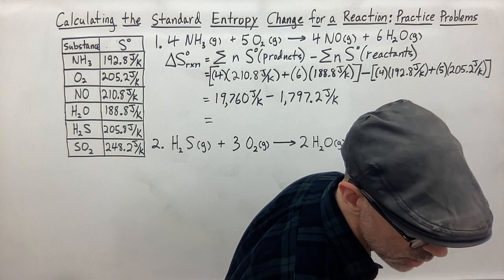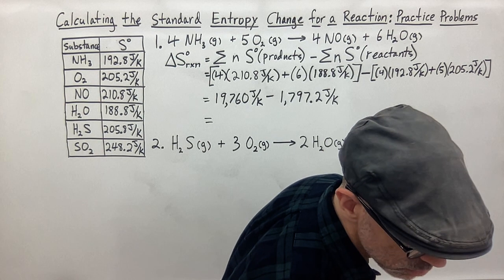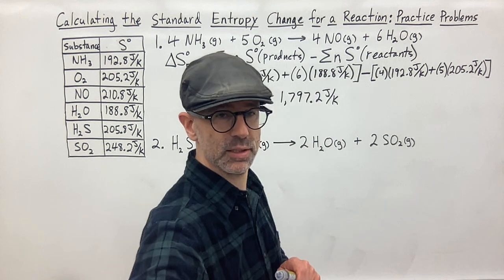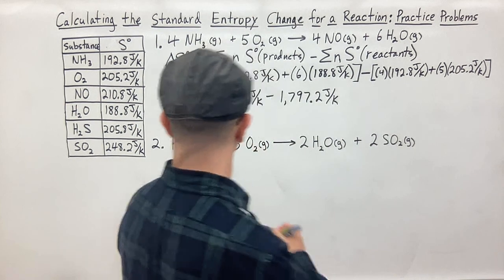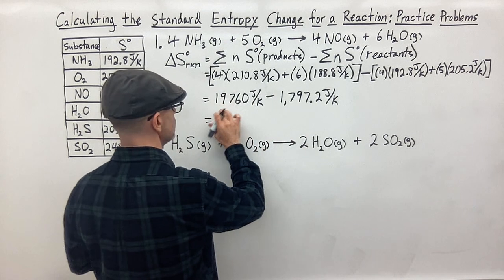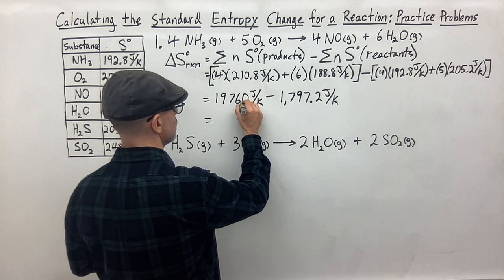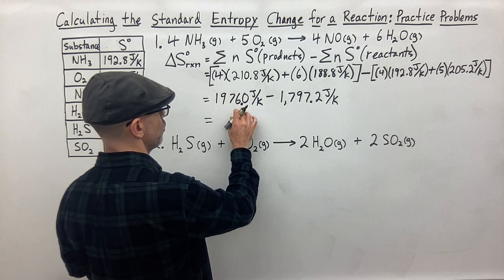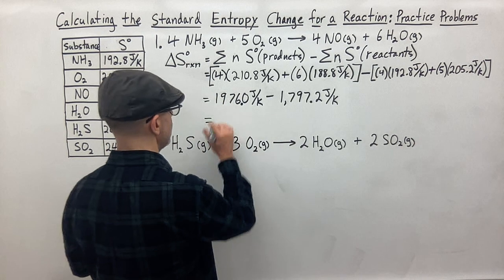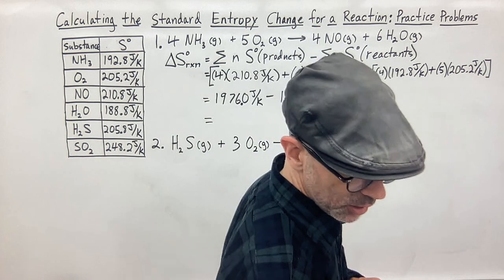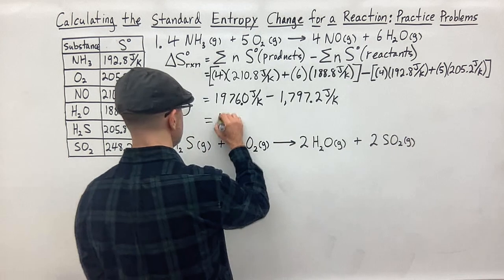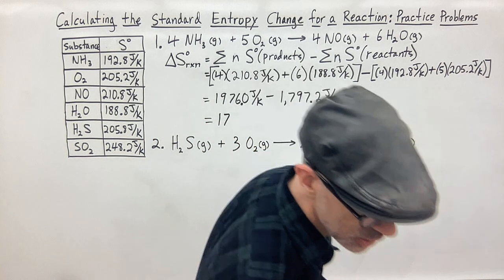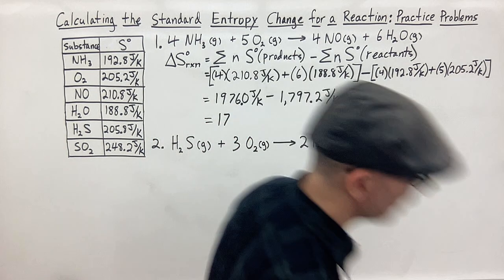1,700 and, let's see, hold on a second. Let me double check. Nope, sorry. This is not 19,000. This is 1,900. So 1,976.0. Subtract that out, and I get what I get, 1,700... 1,788. Yep.